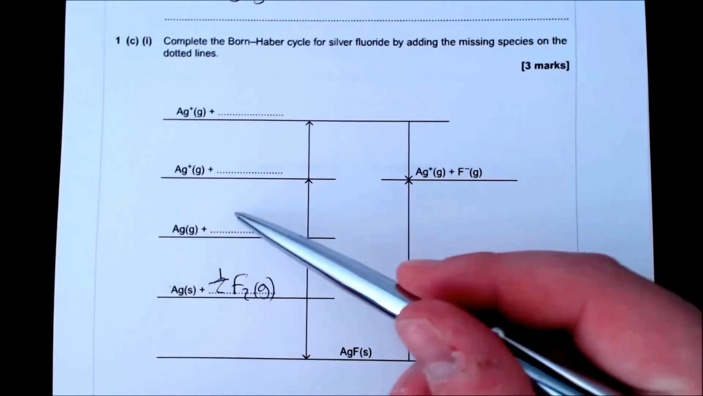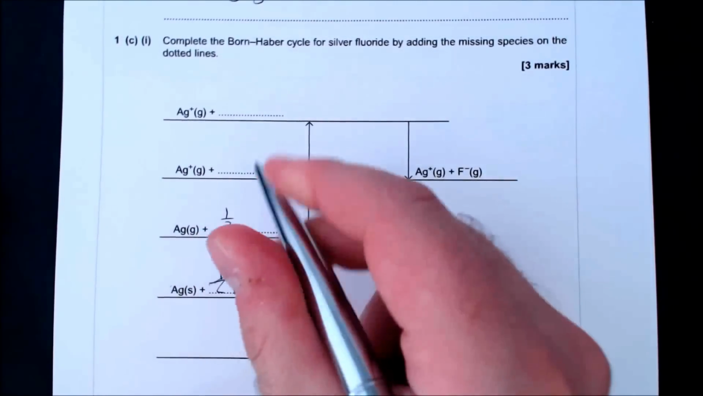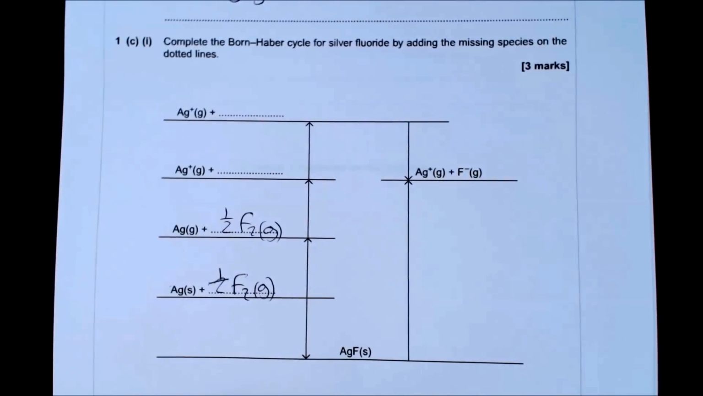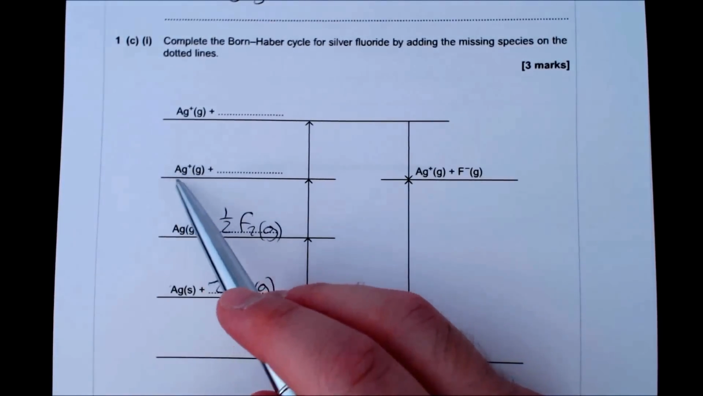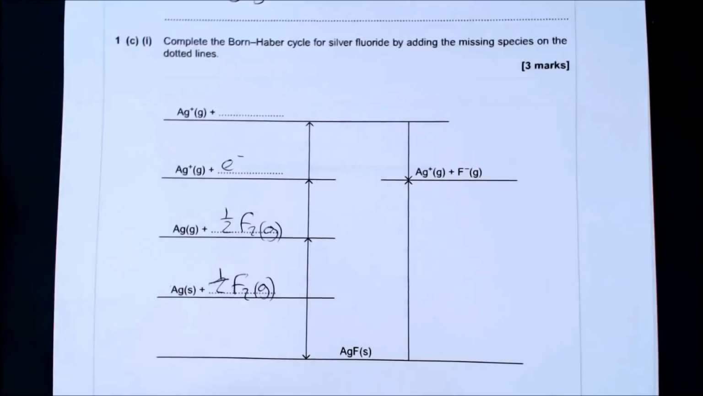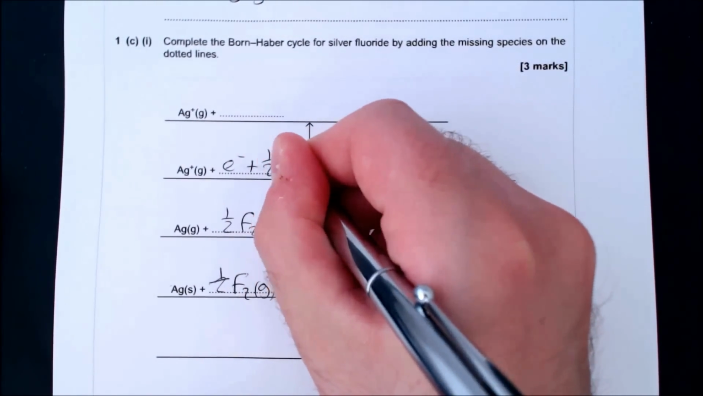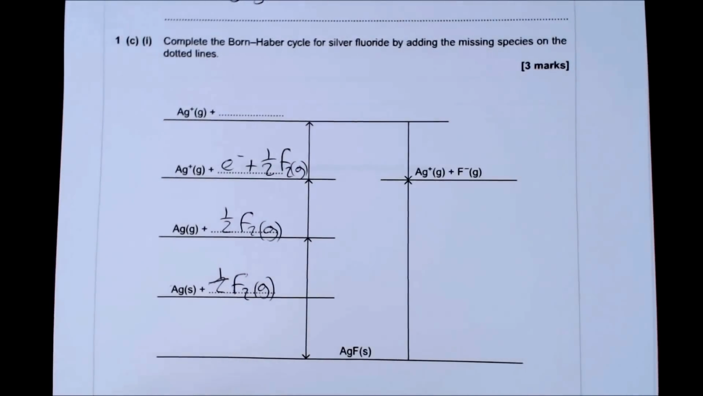So because this process has happened, we know that this line is just going to be the same as that, because we haven't done anything to the fluorine. Okay, and then the next line up. You can see here that we've ionized the silver, so we've removed an electron, so we have to put an electron here. And again, our fluorine isn't changed. We haven't done anything to that yet, so we just put half F2 gas. That's on the side there.